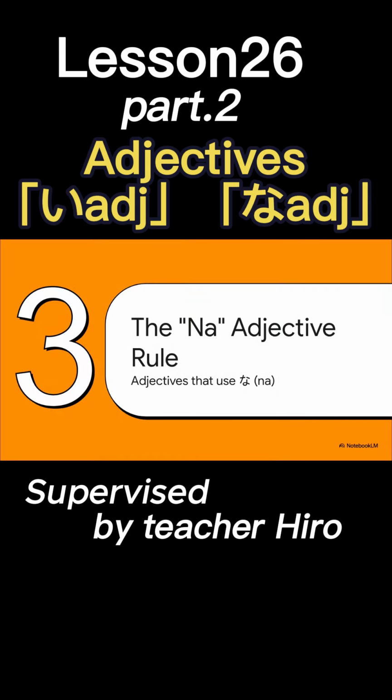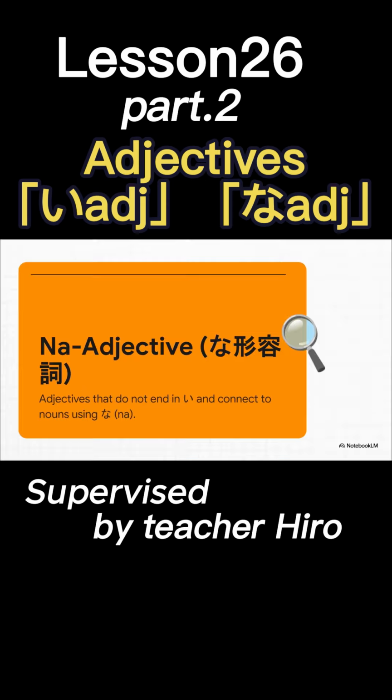All right, let's move on to our second and final category, the na-adjectives. Now these guys follow a different pattern, but don't worry, it's just as straightforward. And here's a great little tip. If an adjective doesn't end in i, you can be almost certain it's a na-adjective. So a na-adjective, or na-keiyoushi, is basically everything else.